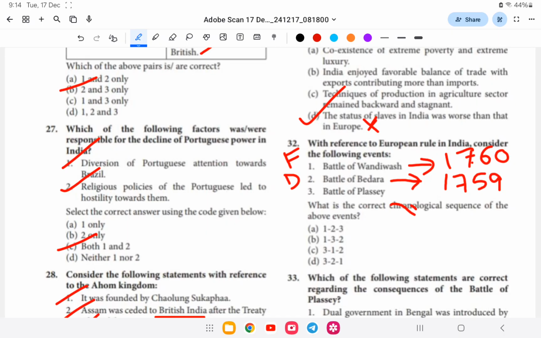And the Battle of Plassey, we know, was fought between Sirajuddaulah and the British in 1757. That means first was the Battle of Plassey, then the Battle of Bedara and the Battle of Wandiwash, that is 3-1. So the answer is option number D.